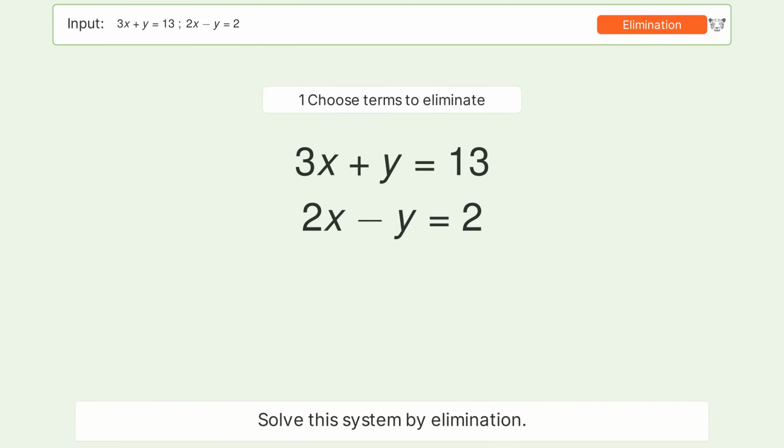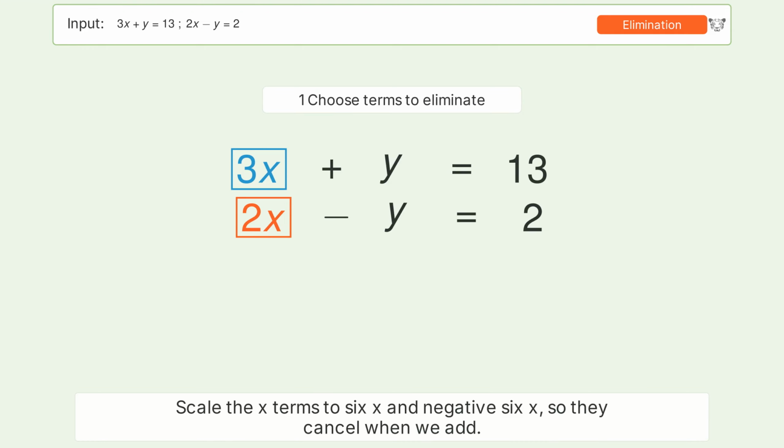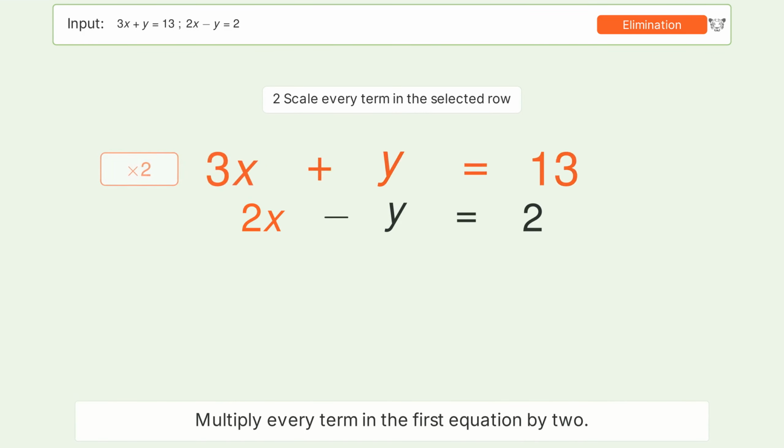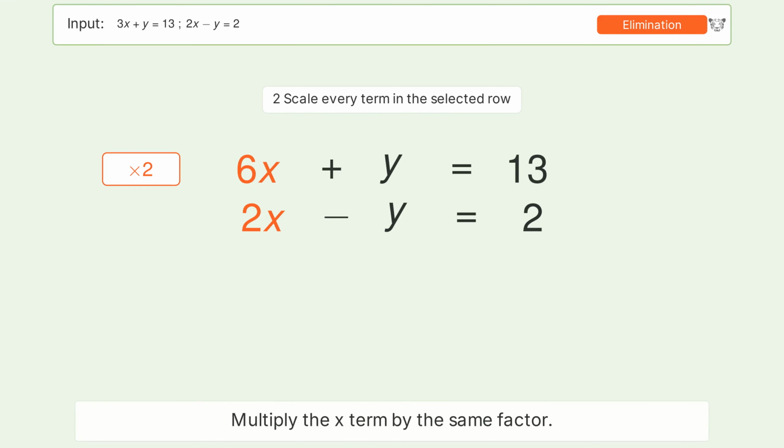Solve this system by elimination. Scale the x terms to 6x and negative 6x, so they cancel when we add. Multiply every term in the first equation by 2. Multiply the x term by the same factor. Now multiply the y term by that factor. Finally, multiply the right side too.